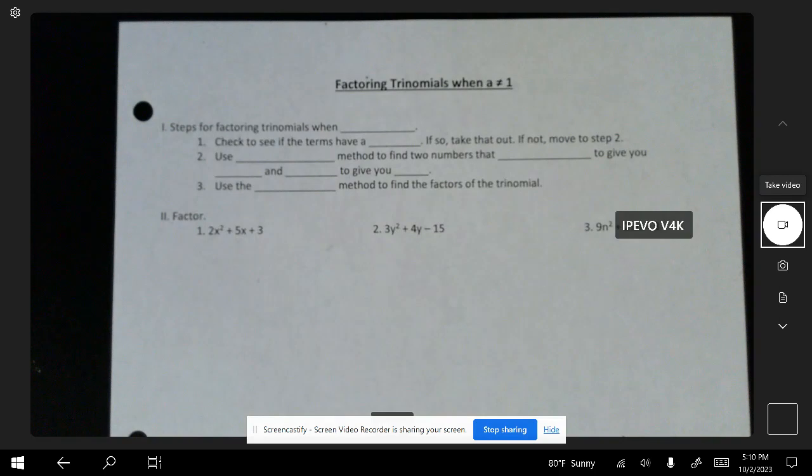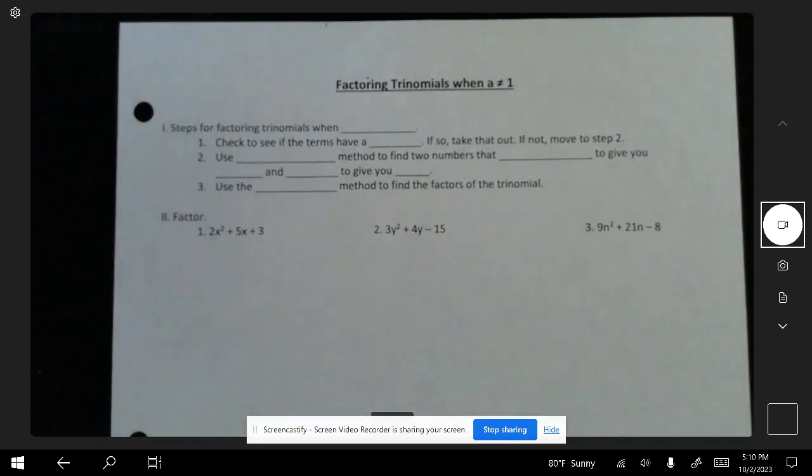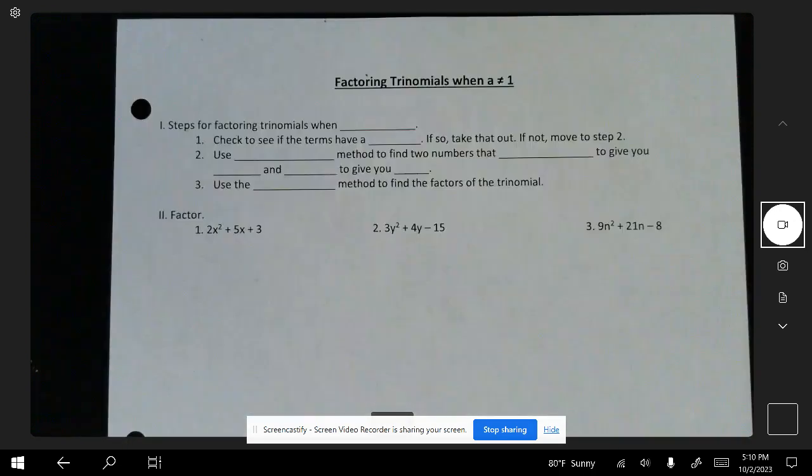Okay, guys, today we are going to look at how to factor when your A is not 1. So we've looked at factoring when A is equal to 1. Now we're going to look at what happens when it's not equal to 1. Okay, so factoring when A is not equal to 1.